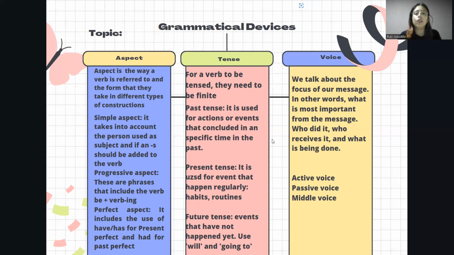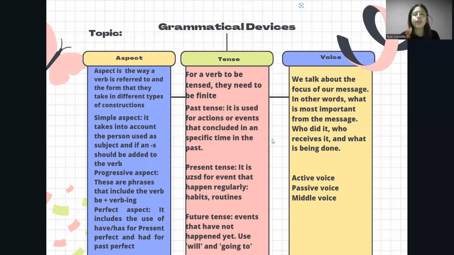Another example, her routine: she is late every day. She is late every day. That's something that she does every single day, something that obviously is bad, but it has become her routine.